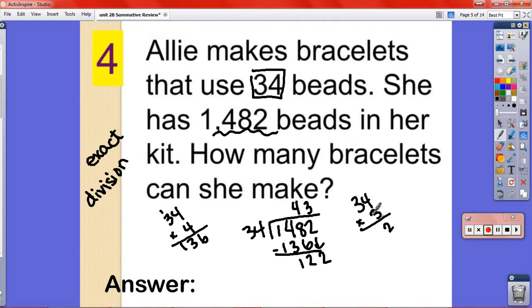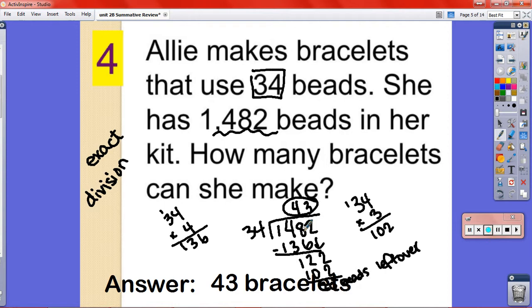It's 12, 9, 10, 102. Now, there is a remainder of 20 beads left over, but she can only actually make 43 bracelets, so the answer is 43 bracelets. The remainder doesn't actually matter because they don't ask about the remainder in this problem.